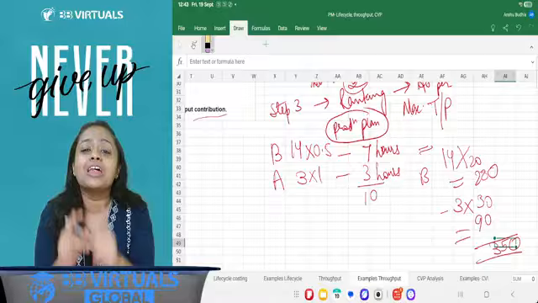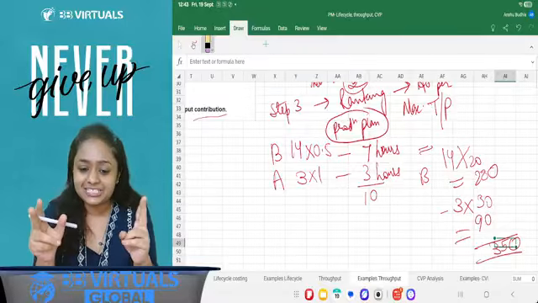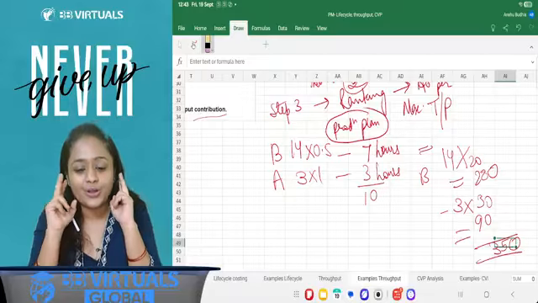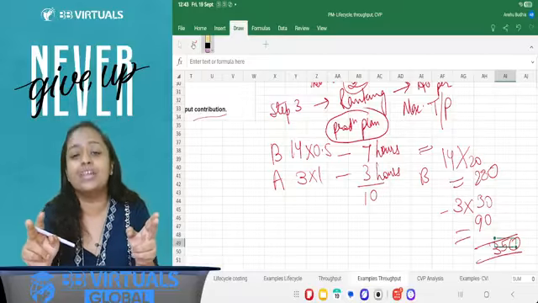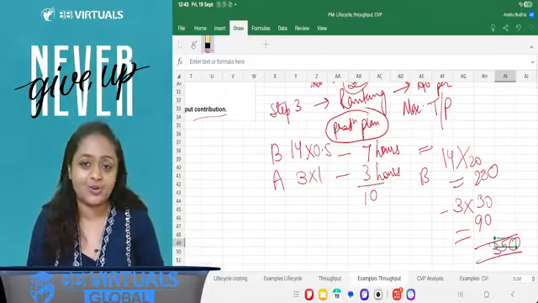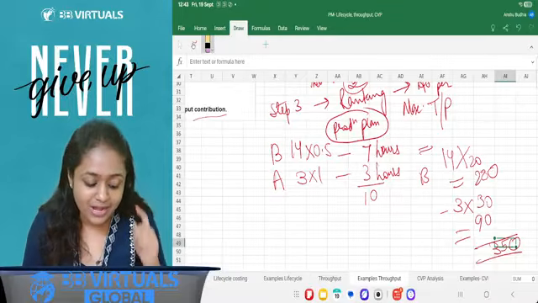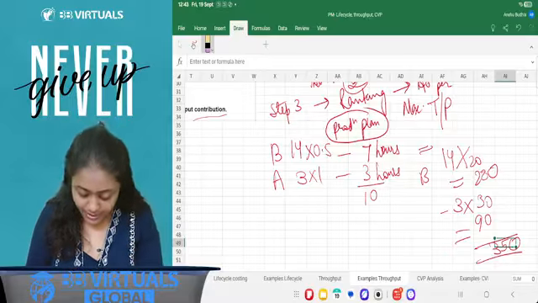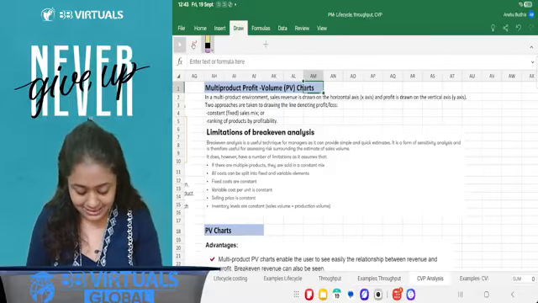Now you guys are 100% crystal clear for your throughput and for your life cycle costing. Okay, let's move on and let's discuss the third one, which is CVP analysis.